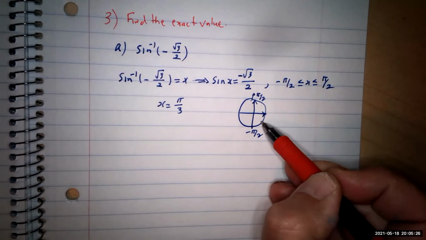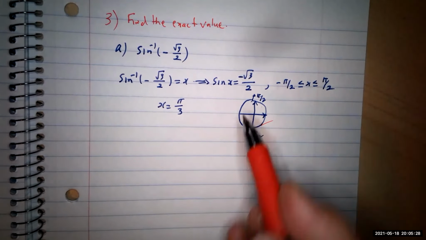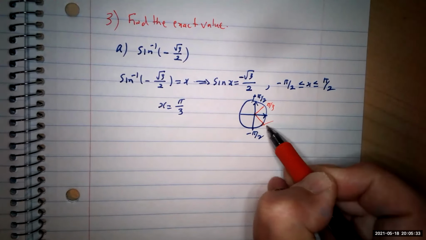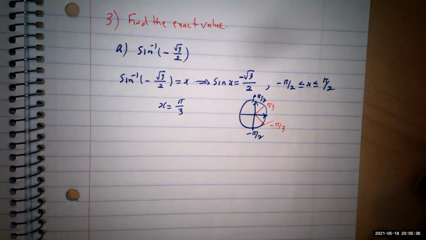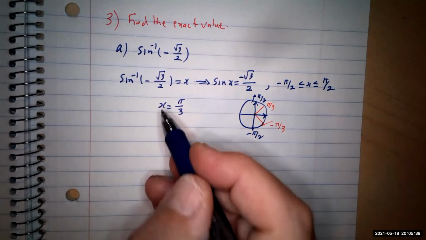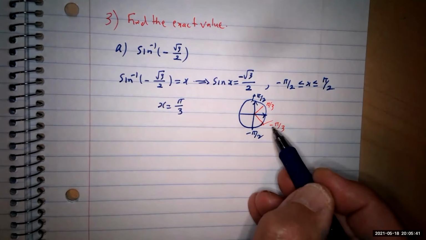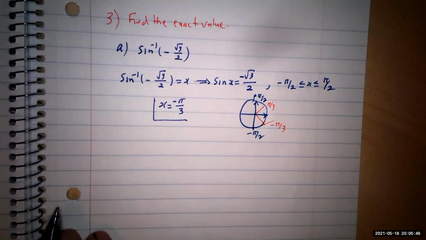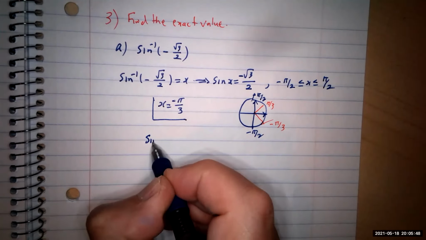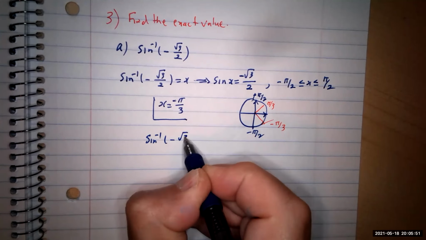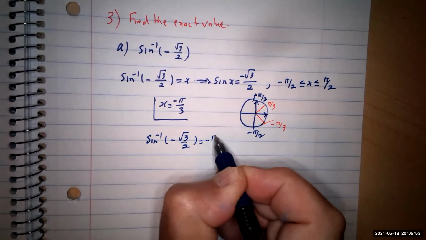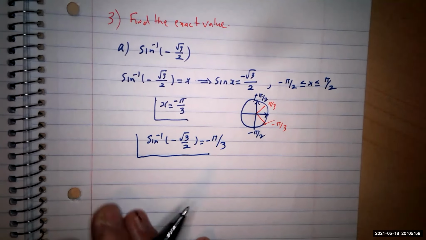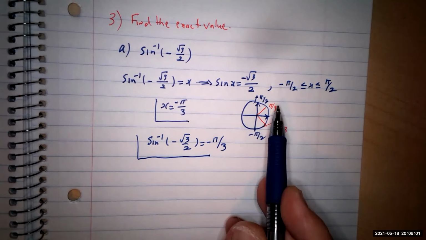So you are going to be in these two portions. The sign is negative, so you are here. So that was for the positive pi third. So you come here and we get the negative pi third, okay? So in this case, x would be negative pi third. So the sine inverse of the negative radical 3 over 2 that we have is going to be negative pi third. Any question?